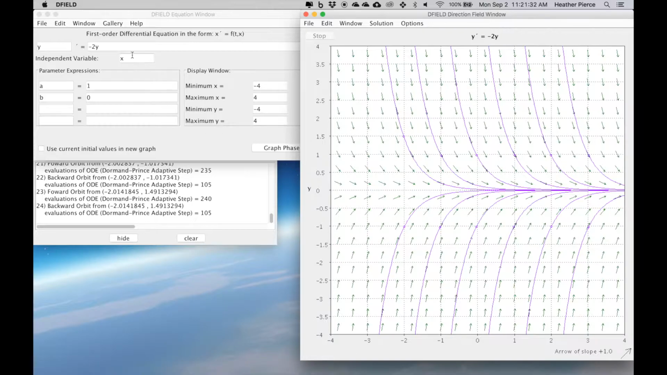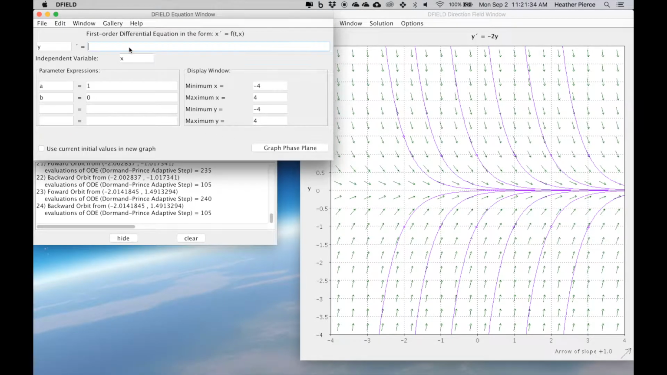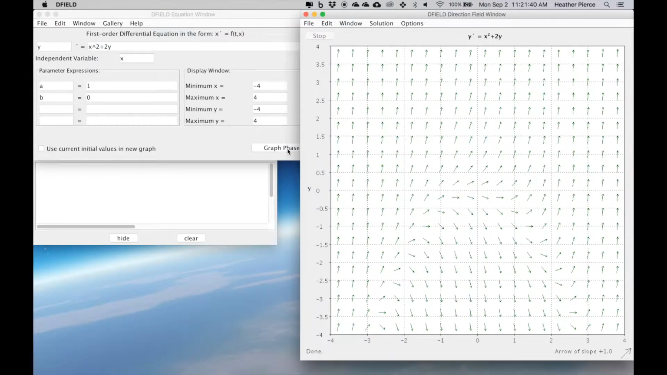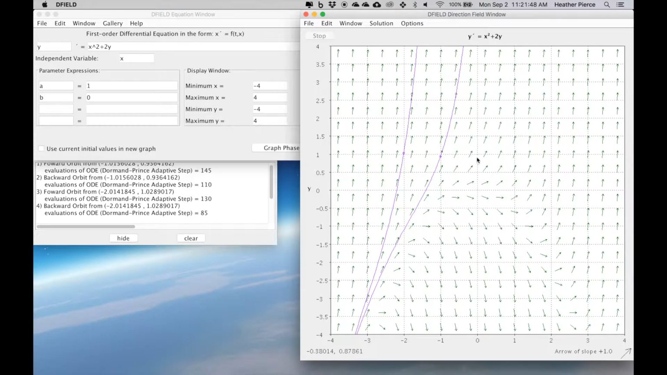Let's look at another one. This time we'll do x squared plus 2y. We see a much different graph this time. And once again, we can click different starting points and see what these solutions look like. So we can see that these are looking very different. If I start something down here, it looks very, very different.